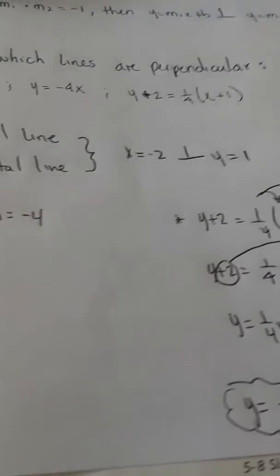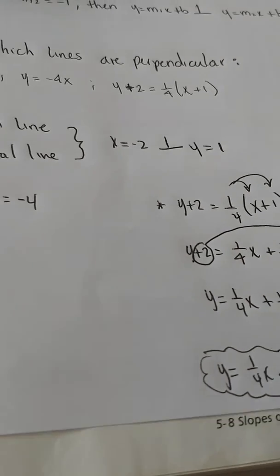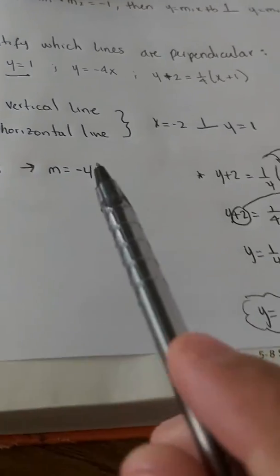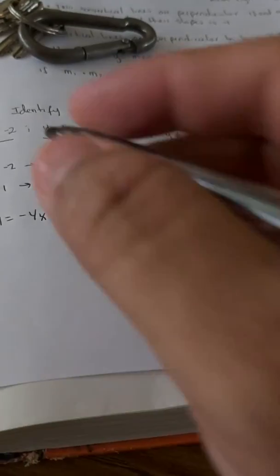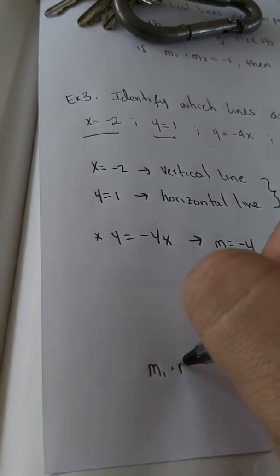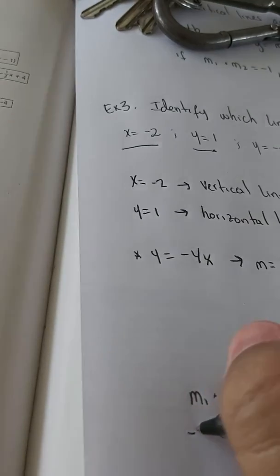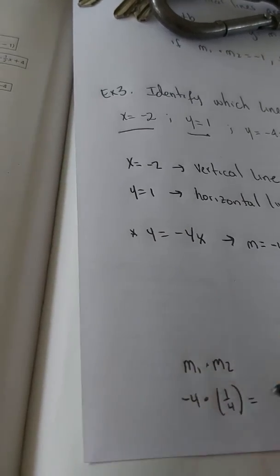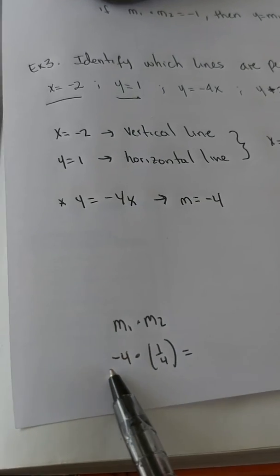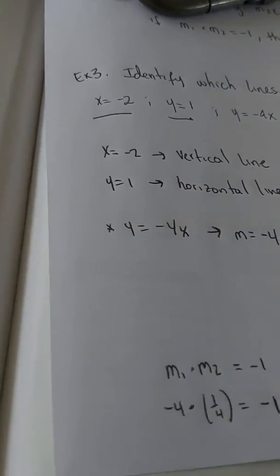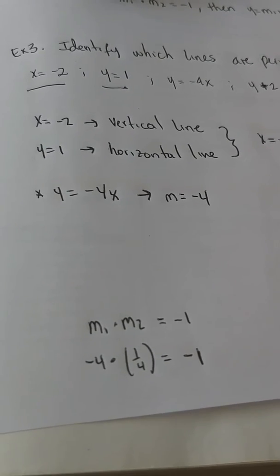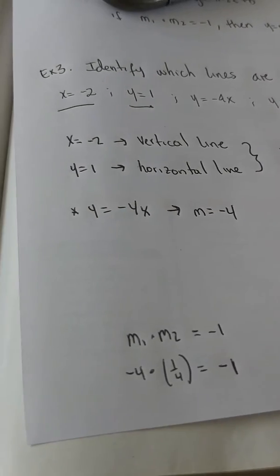Okay. So the slope for this line equals 1/4. So we have slope equals -4 and slope equals 1/4. So let's see what happens when we multiply m1 times m2. That means -4 times 1/4. -4 times 1 is -4, divided by 4 is -1. So notice m1 times m2 was equal to -1.